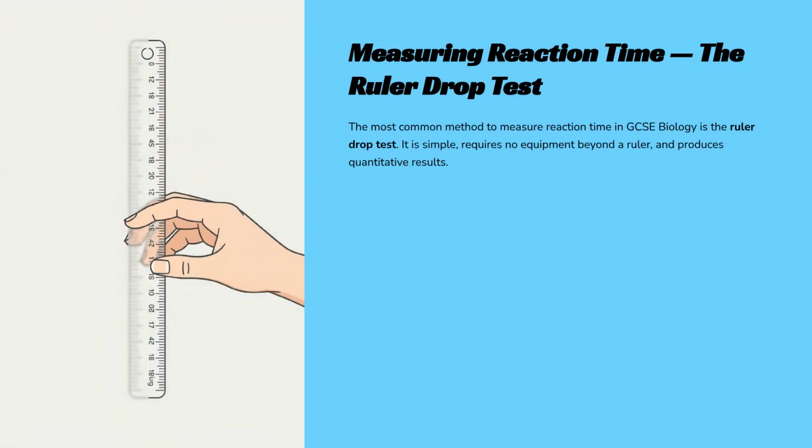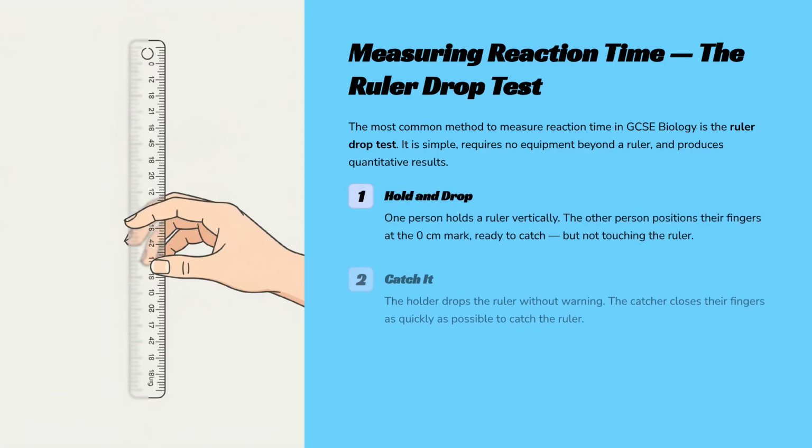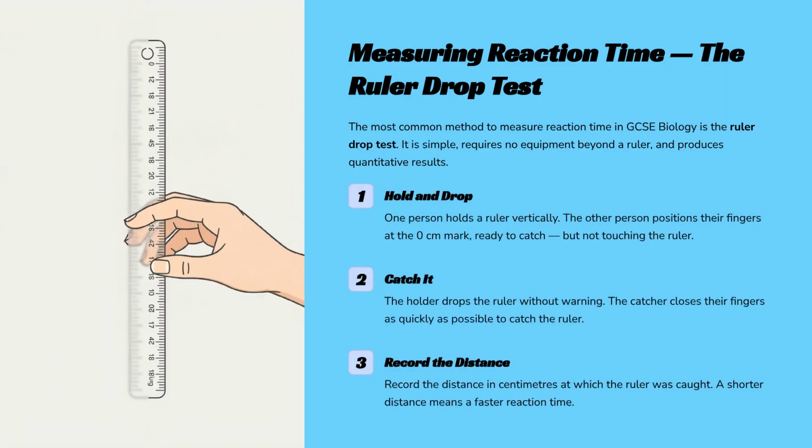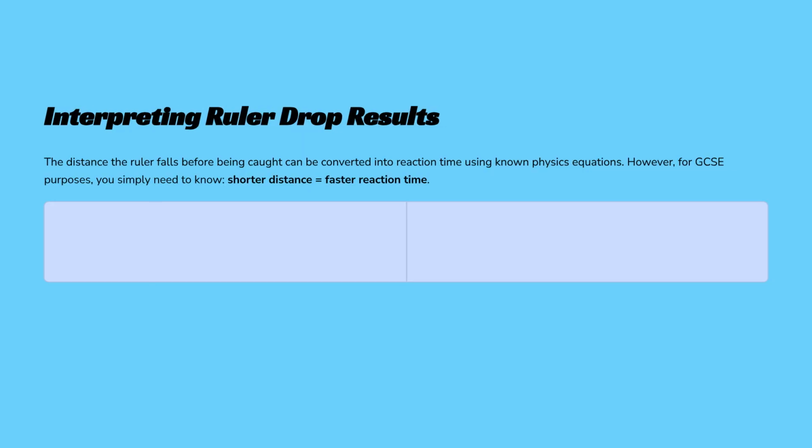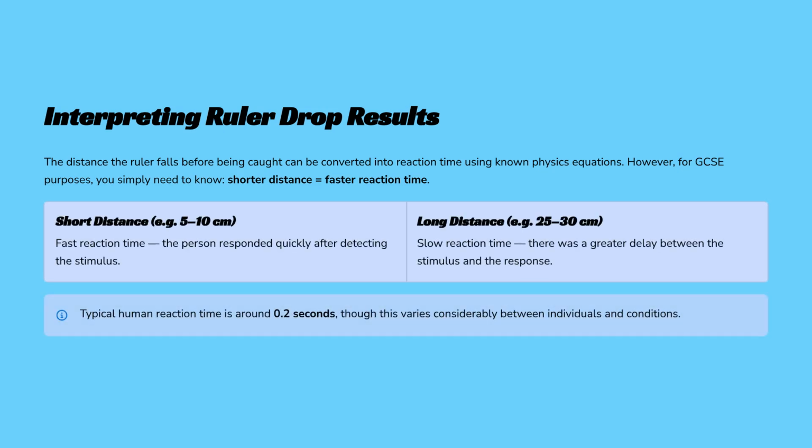The ruler drop test is a common and simple method to measure reaction time. It involves 3 steps: hold and drop, catch it, and record the distance. For GCSE, remember that a shorter distance the ruler falls means a faster reaction time. For example, 5 to 10 centimeters is considered fast, while 25 to 30 centimeters is slow.